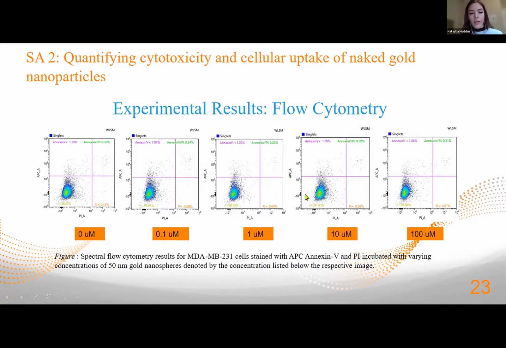Next slide, please. Okay. So here we have essentially just results from flow cytometry for our cells that were stained with annexin 5 and propidium iodide with varying concentrations of the 50 nanometer gold spheres. And this was for an incubation of 48 hours. So we can see for increasing concentration, we actually don't see any signs of toxicity in these results. So they present as healthy cells.